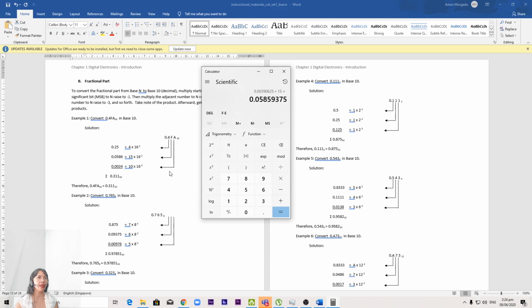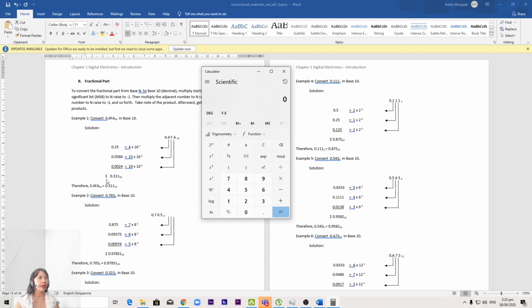And then for A here, A is 10. A is 10 times 16 raised to negative 3. So 16 raised to negative 3 times 10. We have 0.0024. Then, okay, we got it right.